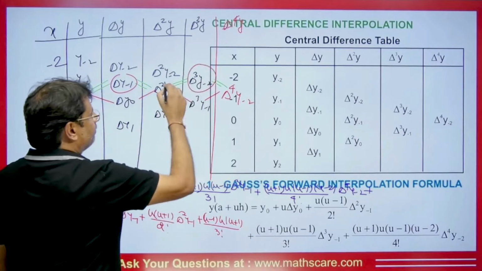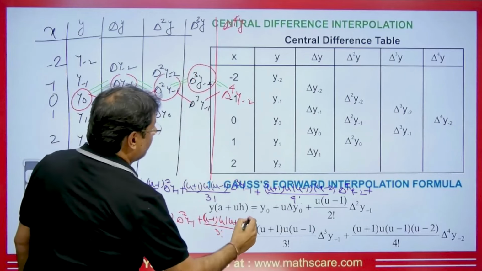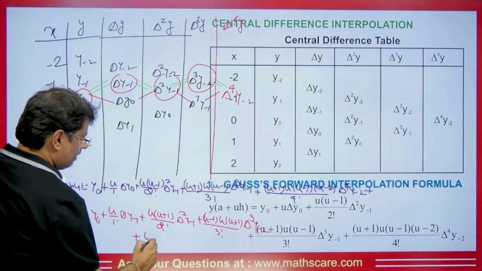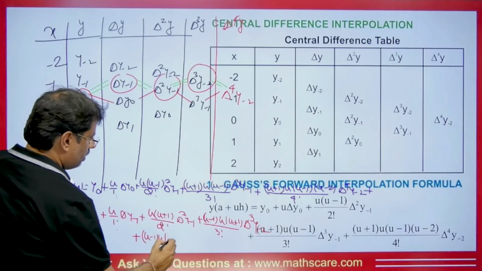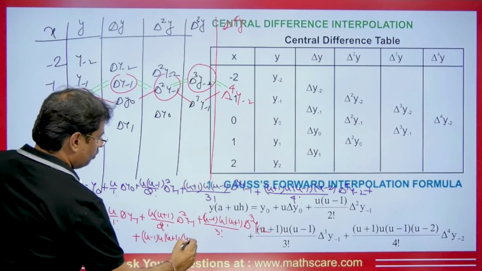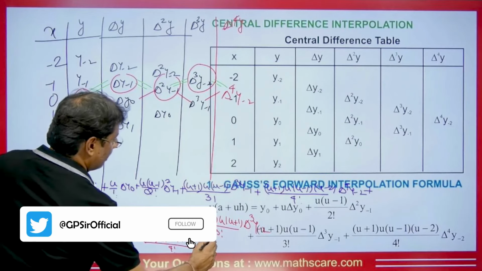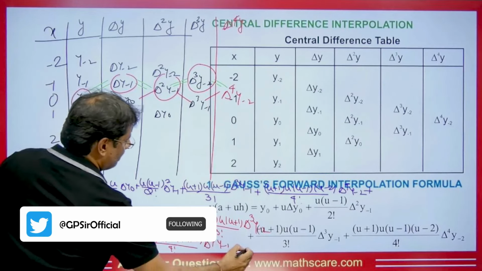Did you all get it? Then this one and this one. So this will come del cube y minus 2. The next term here will be, look here everyone, u minus 1, u plus 1 and u plus 2 upon 4 factorial, and then what we will get here? We will get del 4 y minus 2. Okay, did you get this term?